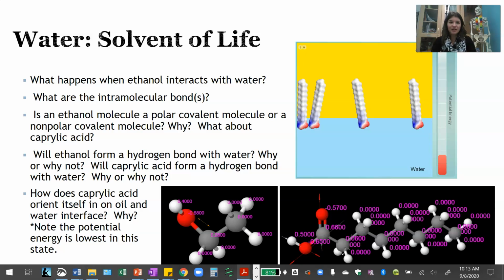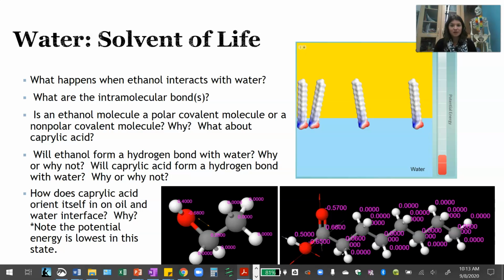So if you look over at this simulation that you had to run, I just have a snapshot of it, you can see this molecule is orienting itself with those polar covalent areas of the molecule facing the water, and then the nonpolar areas in the oil. So some of these molecules aren't really one or the other. It's not just nonpolar, it's not just polar. Some molecules, like this caprylic acid, have properties of both. And this is something we're going to spend a little bit of time talking about.